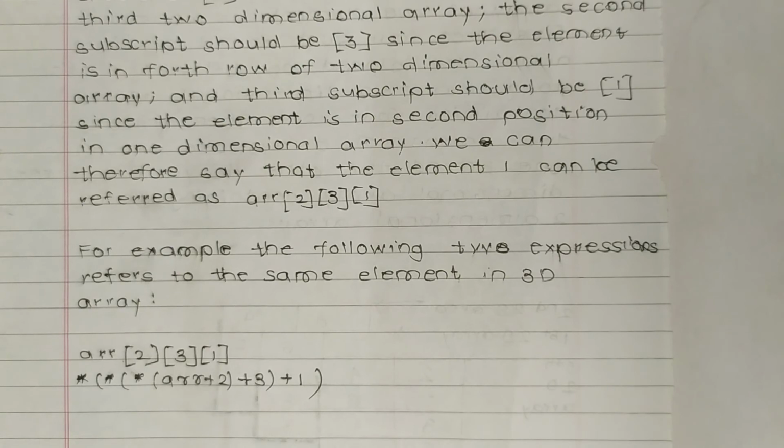For example, the following two expressions refer to the same element in the 3D array: arr[2][3][1] is the same as *(*(*(arr+2)+3)+1). So this is a 3D array example.